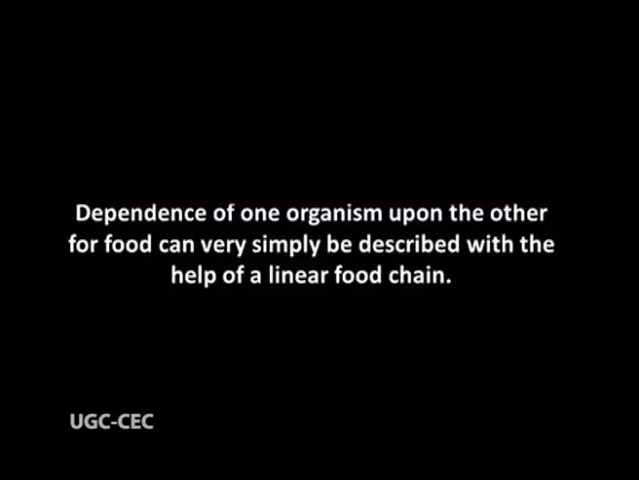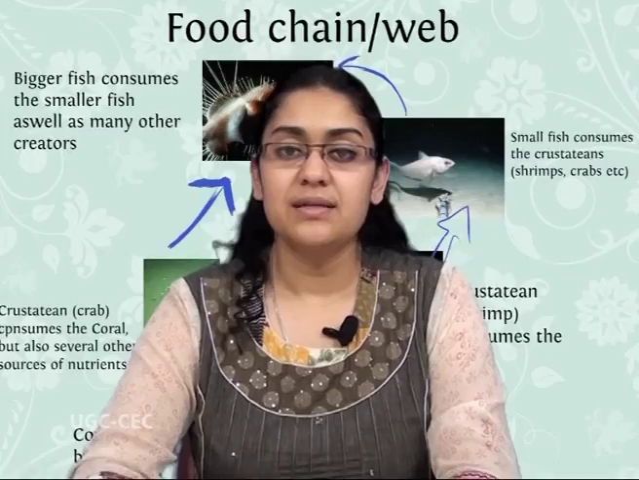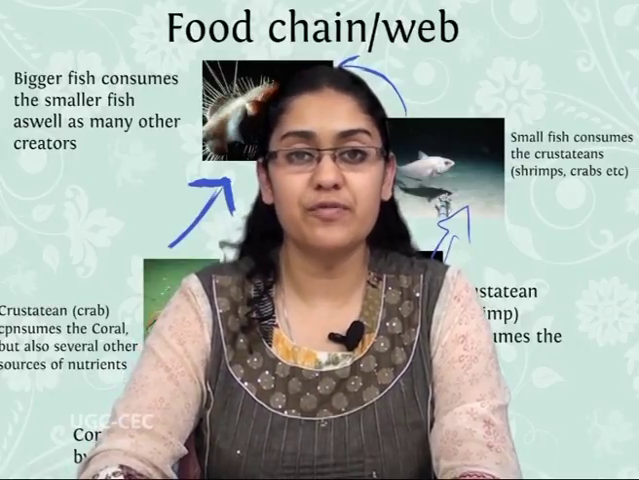Though the dependence of one organism upon the other for food can very simply be described with the help of a linear food chain, in reality, there are many food chains. They all are interlinked to form the food web, where one organism can be the predator of many organisms of different trophic levels. In an ecosystem, different pyramids can be formed, keeping in mind the decreasing energy, the biomass and the population. These pyramid structures contribute sufficiently to the ideas of food chains and food webs.